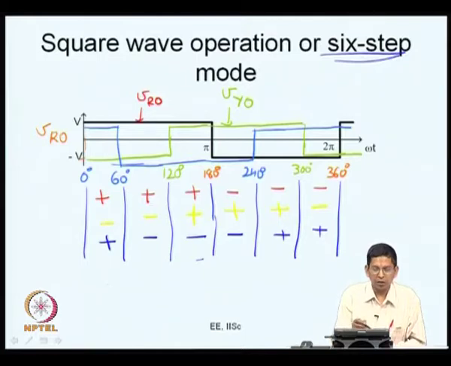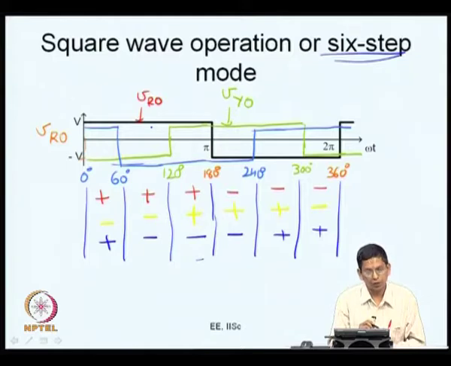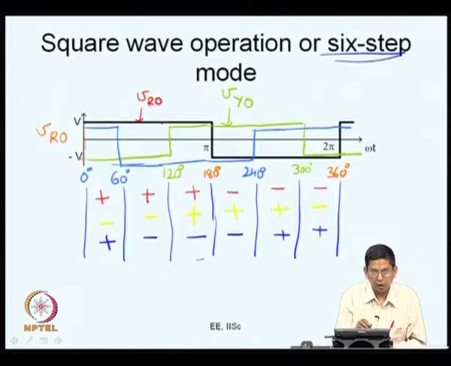Further, you can even draw the R phase, these are the pole voltages. You can subtract VYO from VRO and get your line to line voltage VRY. How will the line to line voltage VRY look? If you look at the first 120 degrees on this waveform, VRO is positive and VYO is negative.